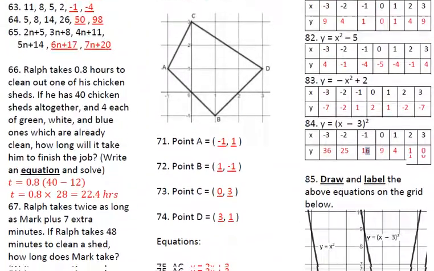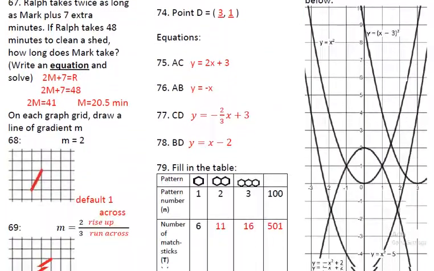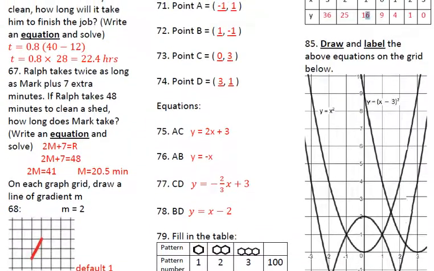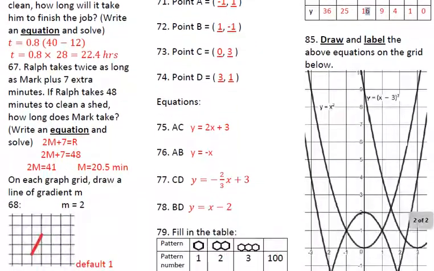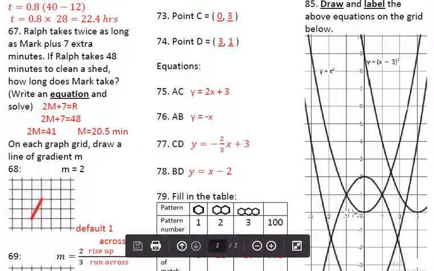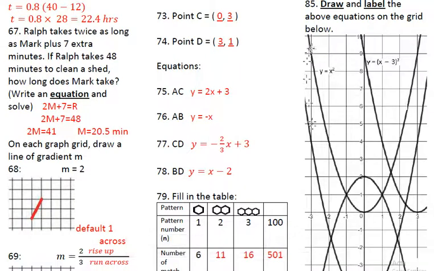And here we go. The last bit is to plot these points. You can do them one by one. For y equals x squared, we've got negative 3 across and then 9 up on the y-axis. So start at 0, go negative 3 across, and then go up 9 to get to this point here. Plot the point.